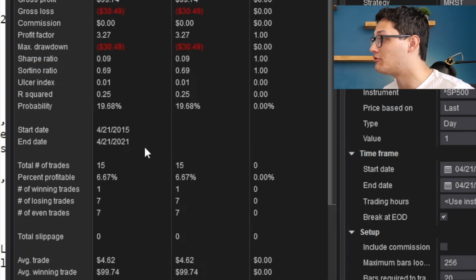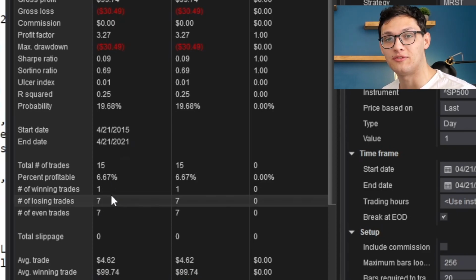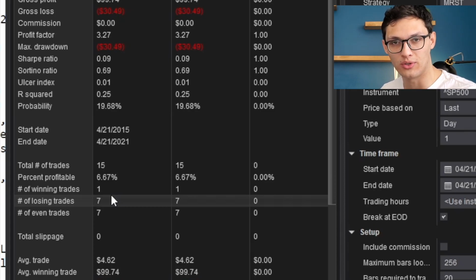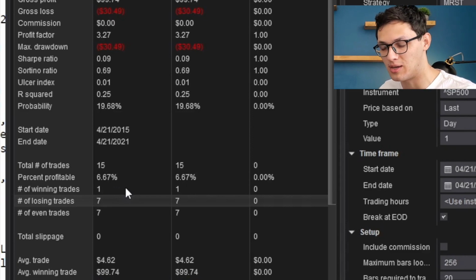In total, I only made 15 trades over that entire period, with 6.67% of those being profitable. So 7 out of the 15 trades lost me money, 7 of the trades were just even, they didn't make or lose me money, and then 1 of the trades made money. So I guess that 1 trade ended up making up for all the rest of them.